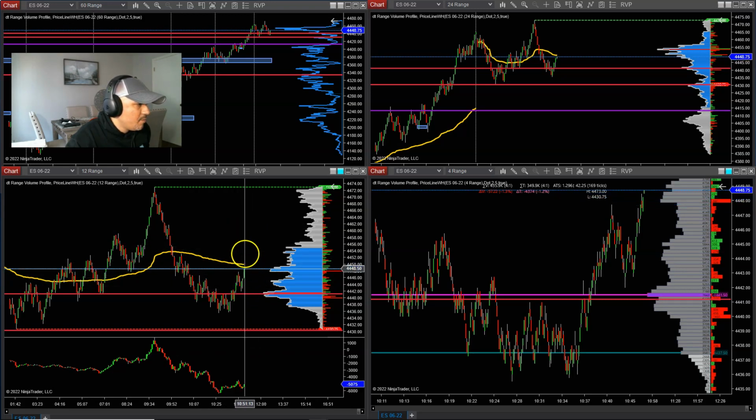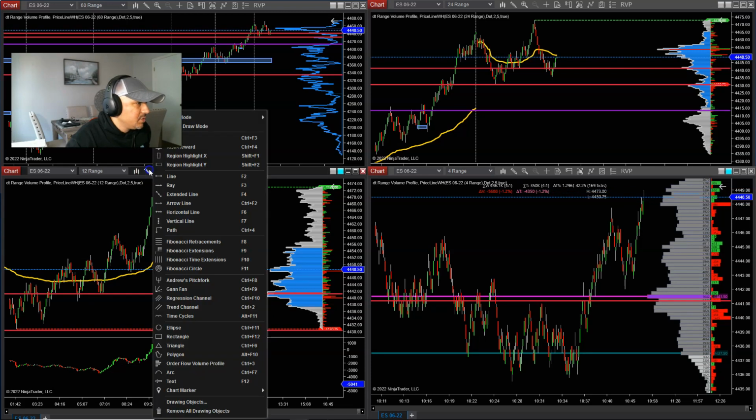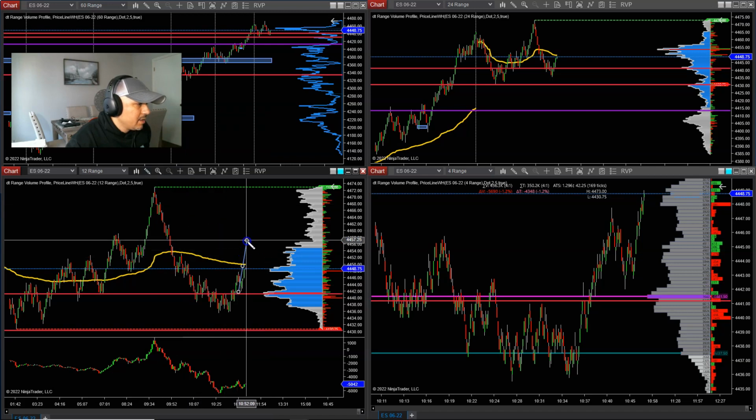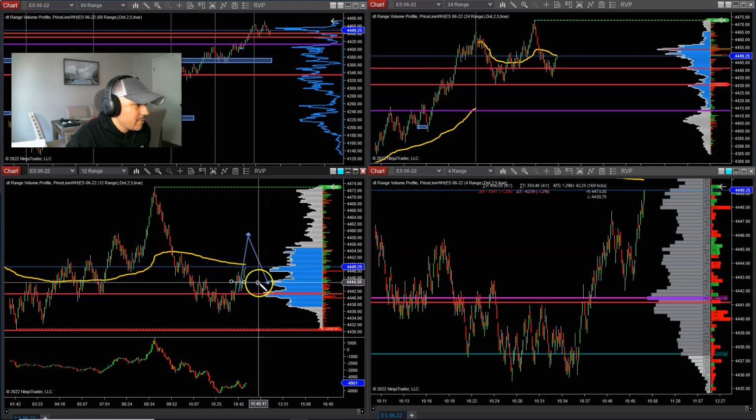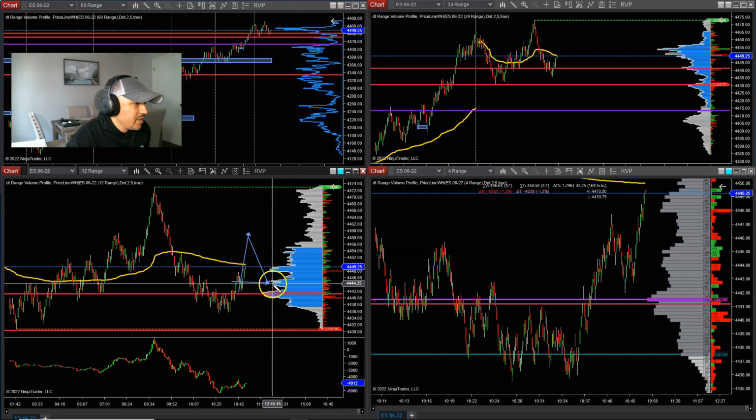If price could break these areas here, and what I mean is do this right here. Let me show you. Where's my arrow line? Okay, meaning break up, give us some clearance, just to pull back, maybe to this area right here. Okay, and if it can do that.